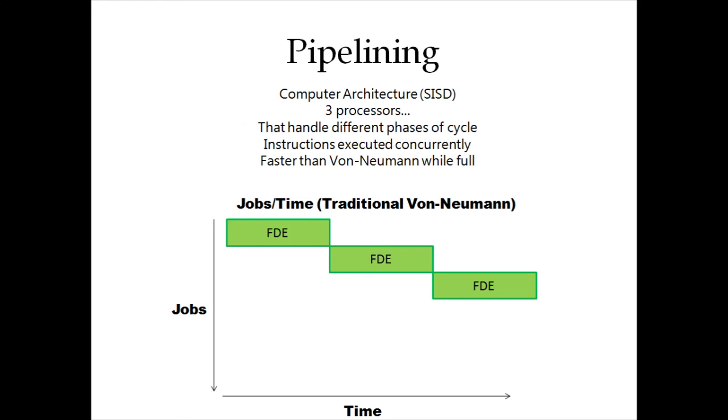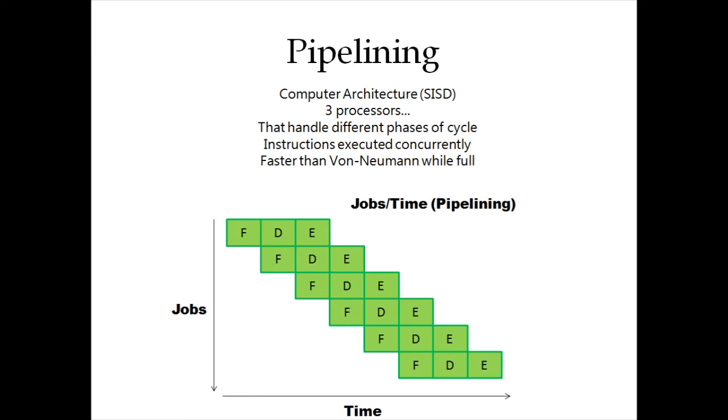In the traditional method below, we have completed 3 jobs within the given time period. We had to wait for the entire instruction to finish before moving on to the next one. Now let's have a look at pipelining. We have split our all-purpose processor into 3 specialized ones. Let's look at this step by step.